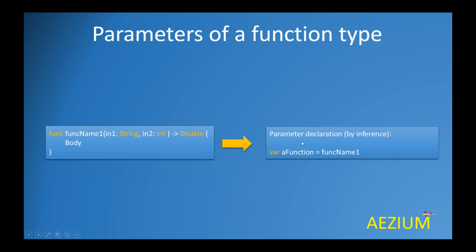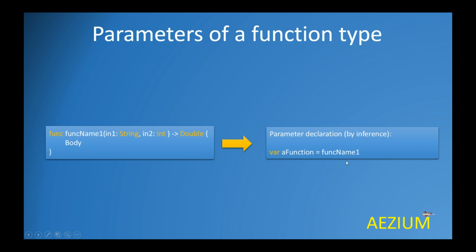Similarly to the case of ordinary declarations, where we could use inference, in the case of function types, we could do the same thing. So for this function definition, we could use this declaration.